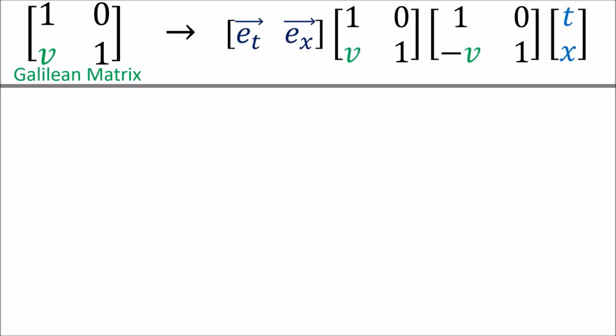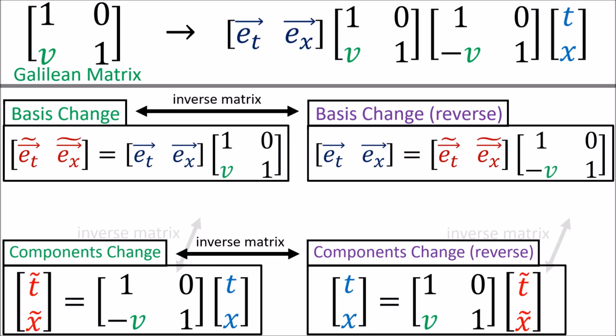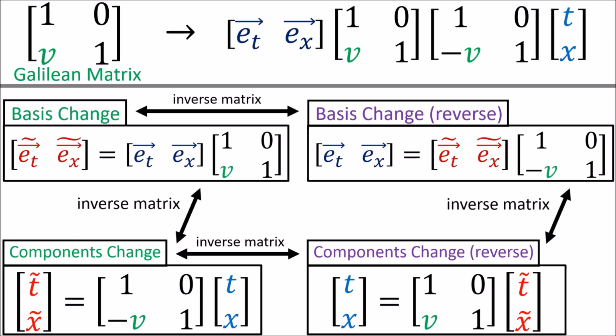So to understand the Galilean transform, just remember that the Galilean transform changes both the basis vectors and the vector components. And even though there are four formulas here, if we understand how the Galilean matrix changes one basis, we can automatically figure out the Galilean matrices for the other three formulas, just by knowing that we can invert the matrix by changing the sign of v.